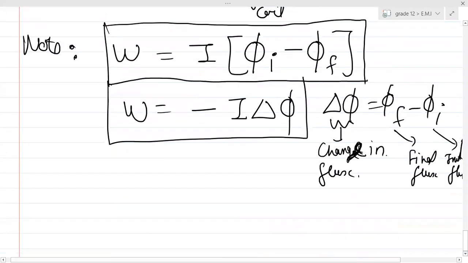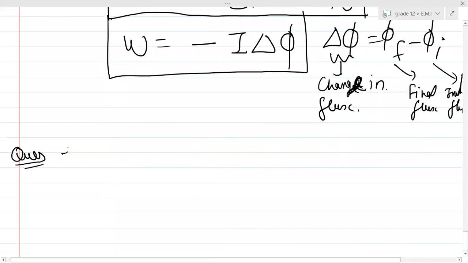So the question is basically like this. Suppose in this figure, if I draw the question, in the figure shown, there is a coil, there is a magnetic field, and there is a coil in which the current is flowing in this direction.